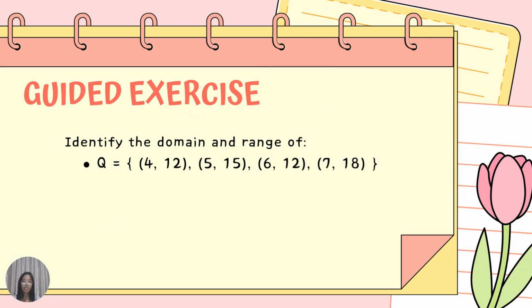So now it's your turn. Look at the relation. Q is the set of 4 and 12, 5 and 15, 6 and 12, and 7 and 18. Identify the domain and the range. You may think and comment your answers below. I will give you 30 seconds starting now.